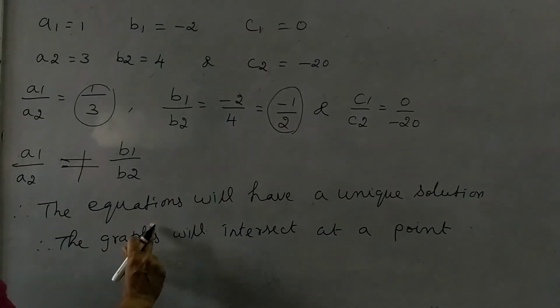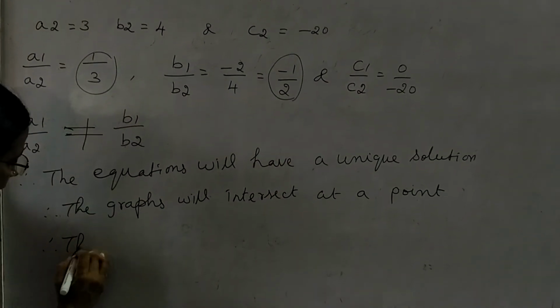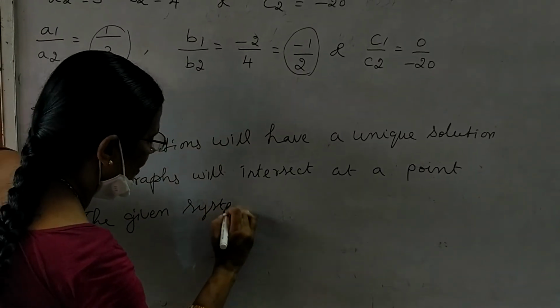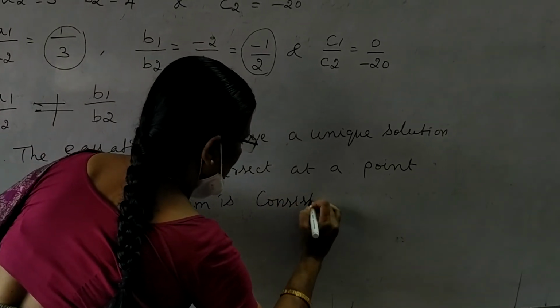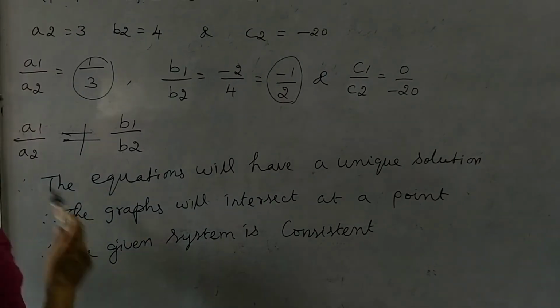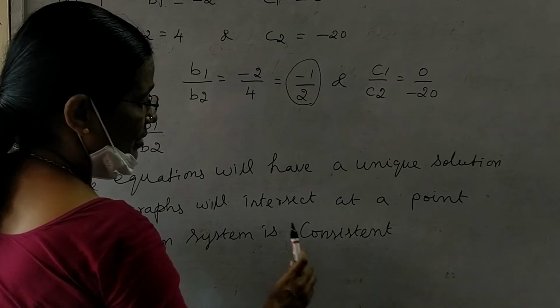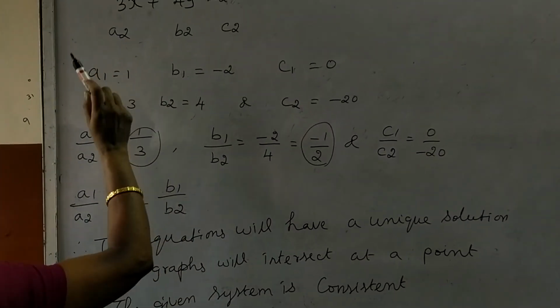So when the equations have a unique solution, we say the given system is consistent. The given system is consistent. So the question is, find whether they are consistent or not. Check this condition. If they are unequal, we can say the given system is consistent. This is one of the three cases.